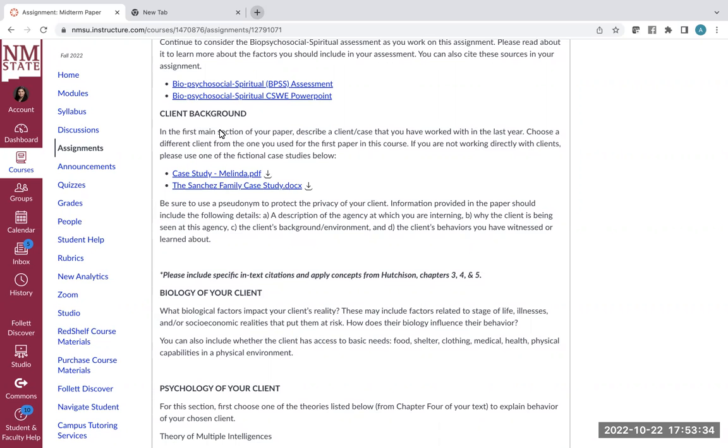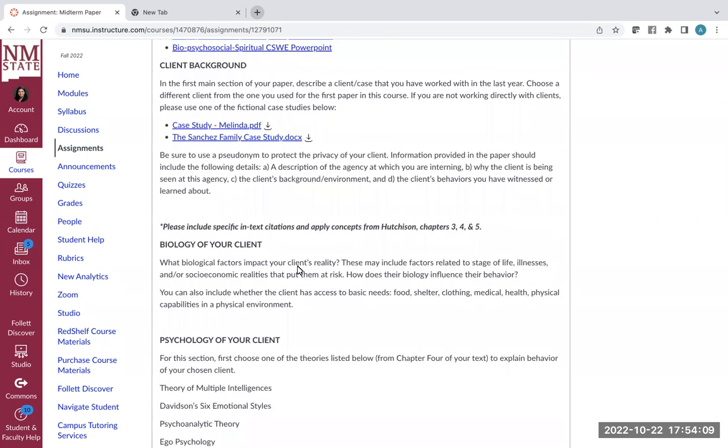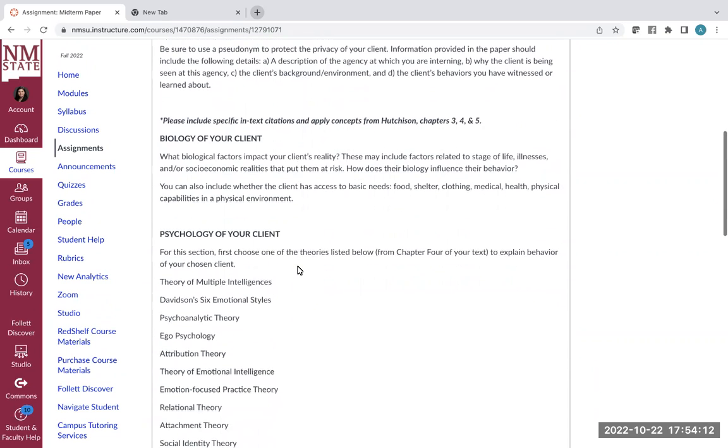So in the client background, you have to provide a summary or describe some of the challenges or problems your client is experiencing. And for the description of the agency, if you are currently not doing an internship, you can make up the name of an agency, and why the client is being seen at this agency, the client's background, environment, and the behaviors that you have witnessed or learned.